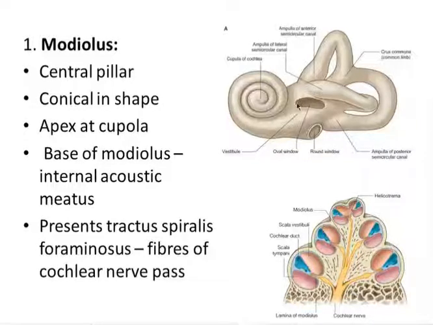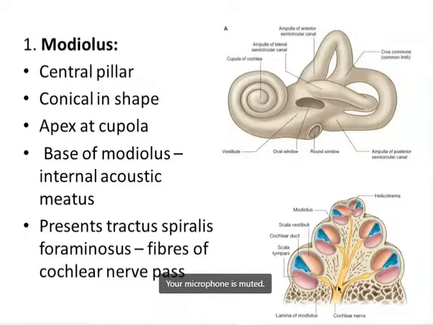Is this clear? So the different bony parts of the internal ear are the cochlea, vestibule, and the three semicircular canals. If you take a section of the cochlea, here you find a conical shaped pillar which is known as the modiolus. This is the apex, which is known as the cupola, and towards the base lies the internal acoustic meatus.